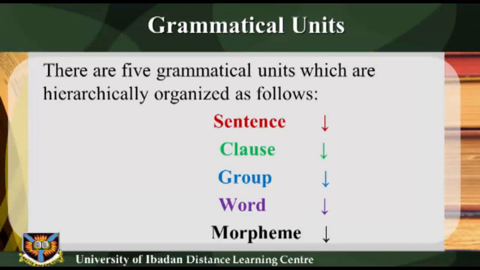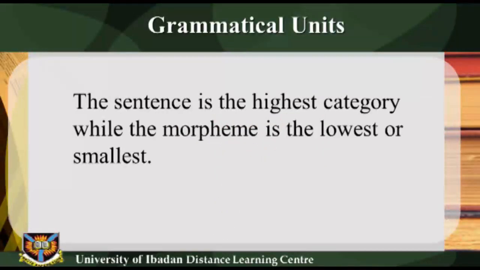Grammatical units. There are 5 grammatical units which are hierarchically organized as follows: sentence, clause, group, word, morpheme. The sentence is the highest category, while the morpheme is the lowest or smallest. For more discussion of this, go to lecture 2.